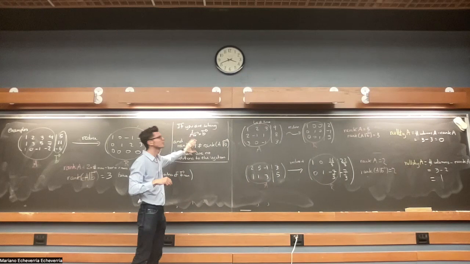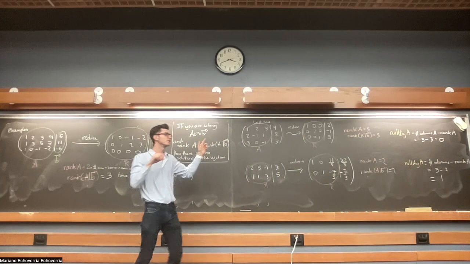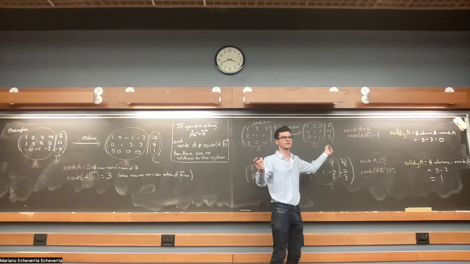This is useful, but in practice you can always see very easily if a system has no solutions. What's more interesting is how to describe a unique solution versus infinitely many solutions in terms of the rank and nullity. So let me write that down explicitly.